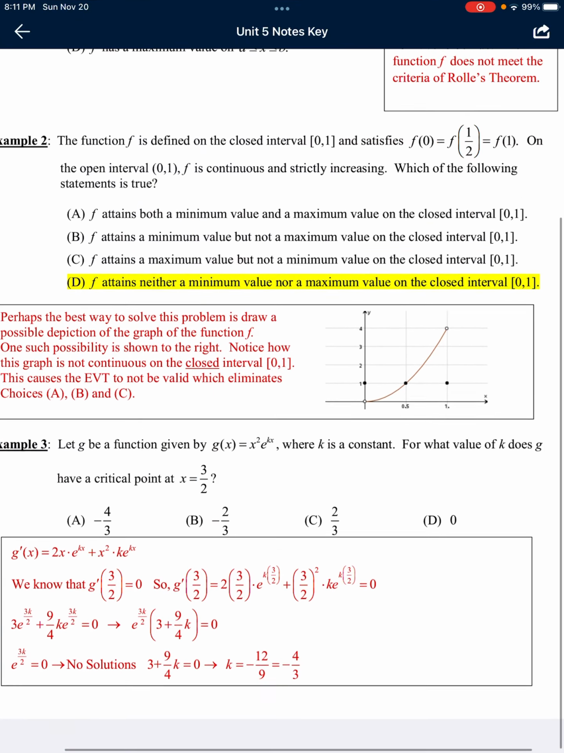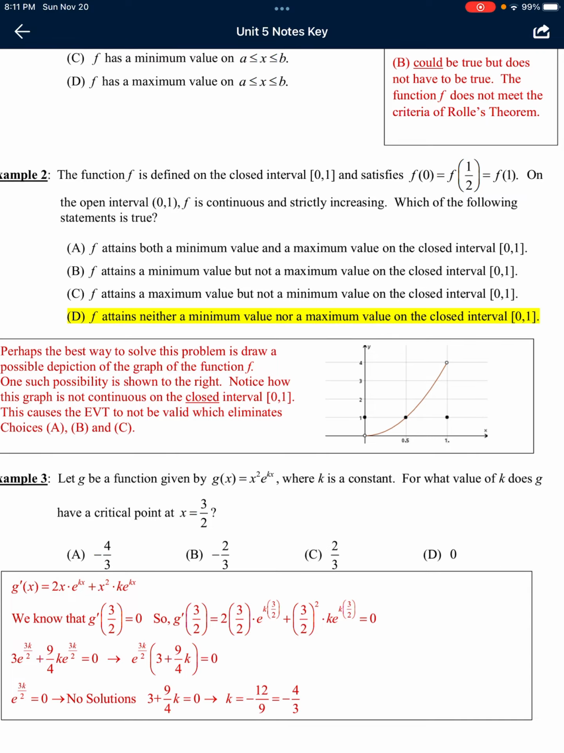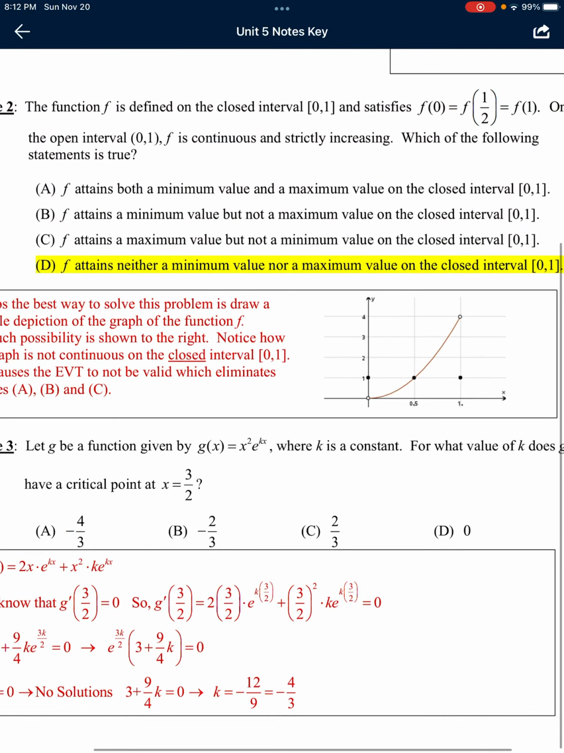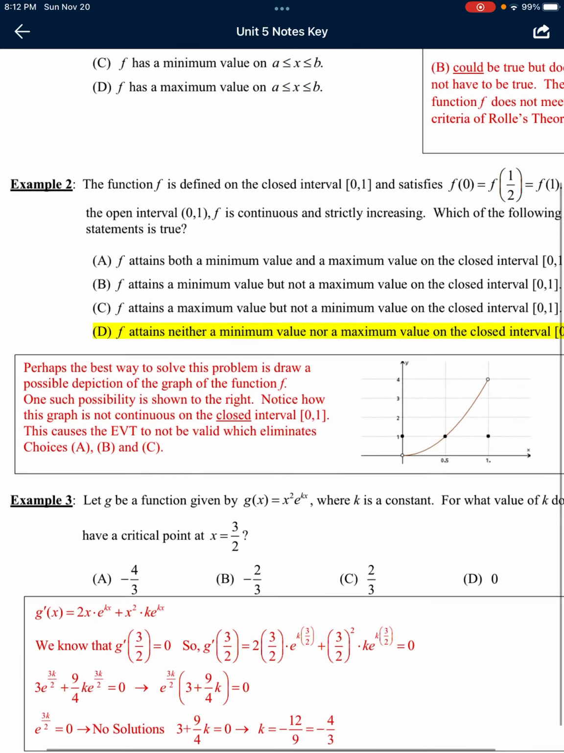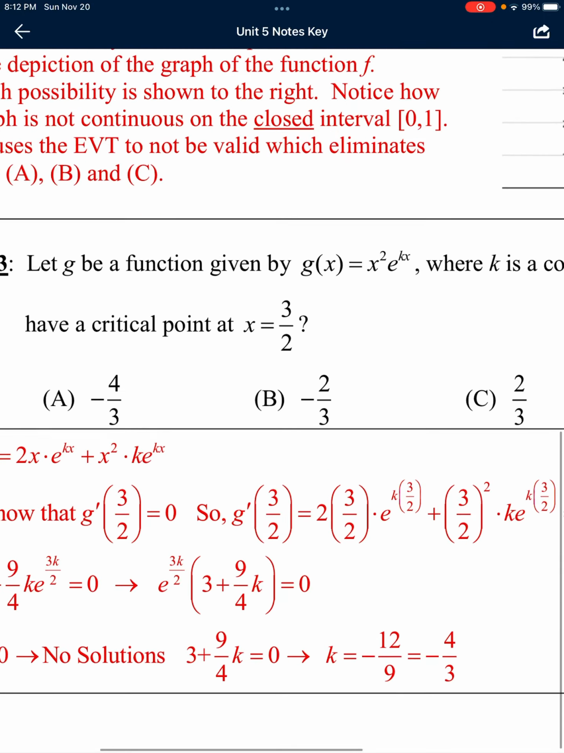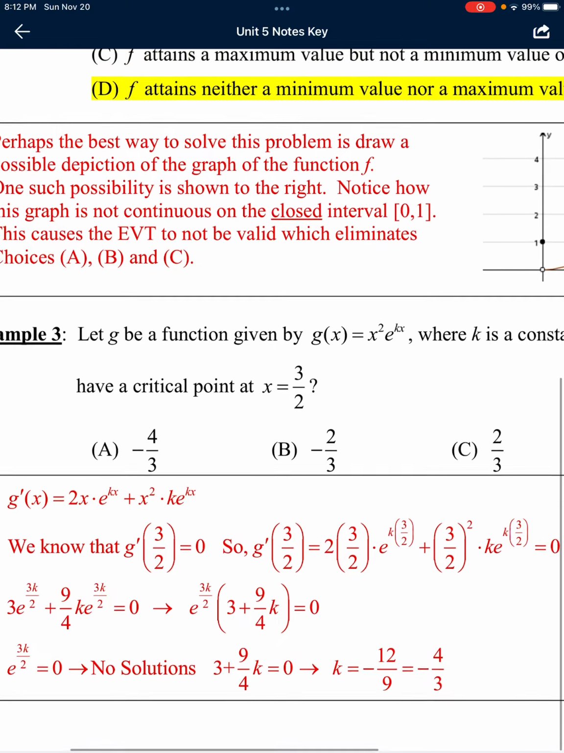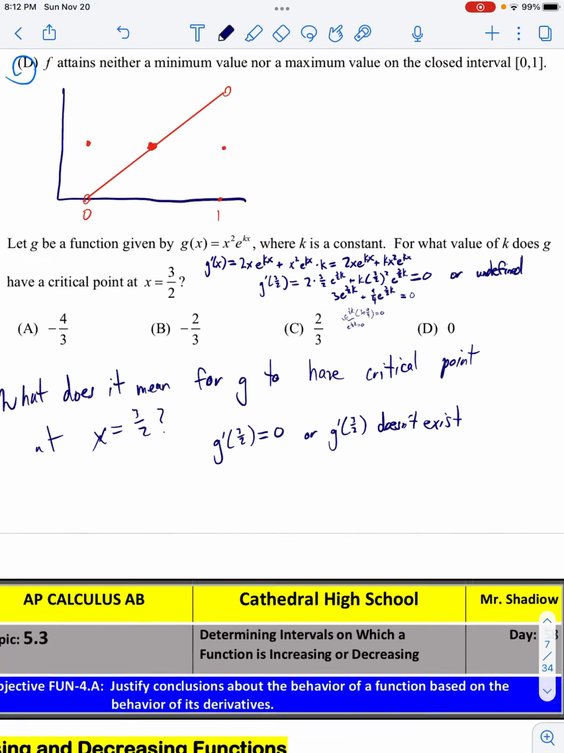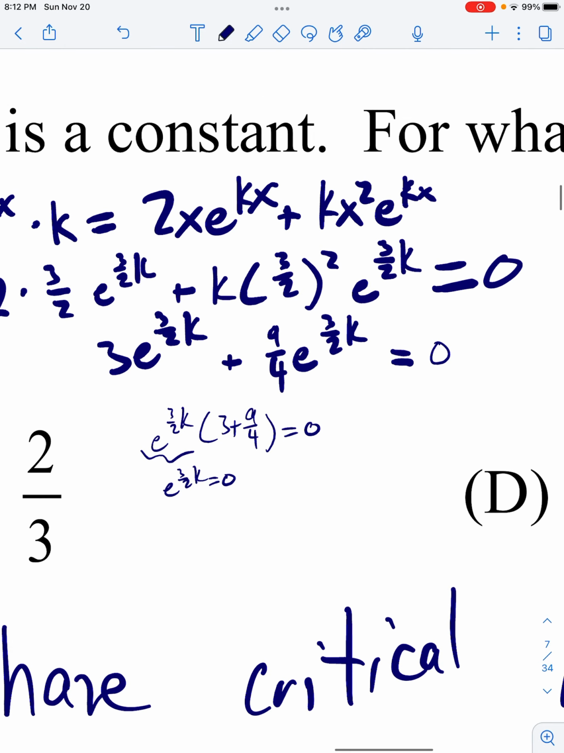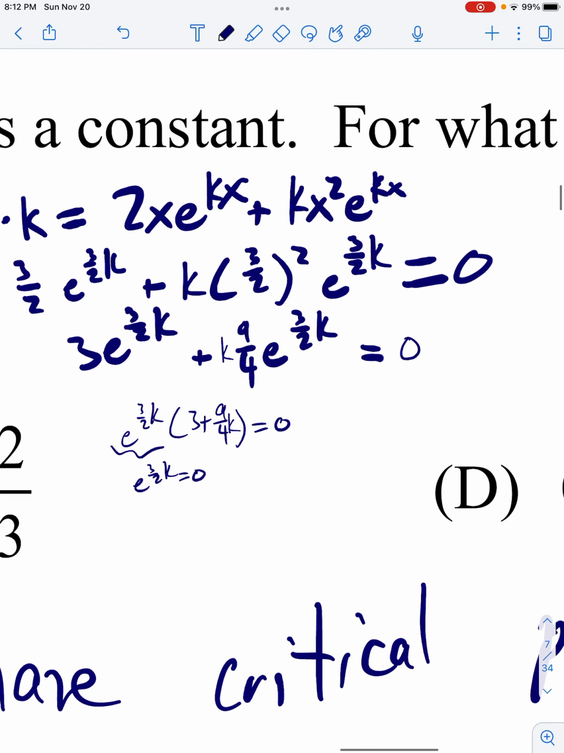Let's look at the answer key. Yeah, it says no solutions. Oh, sorry. So I forgot something. I forgot this k here when I copied down to this line. So there should be a k here. So it should be 3 plus 9/4 k. So this should be, this either, okay, so let's recall.